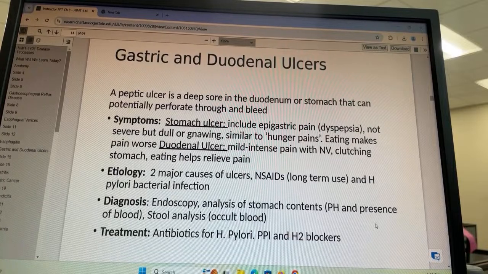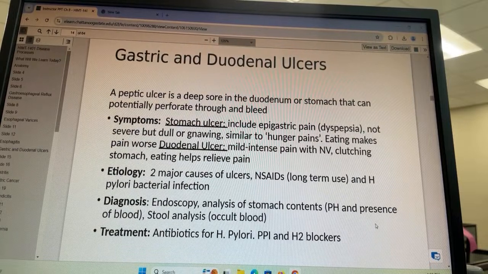So taking those long-term, especially older people, they pop ibuprofen like candy. They are very common to have stomach ulcers. And then also H. pylori is a bacteria that causes an infection in the stomach and is a huge cause of ulcers, and it's the most common worldwide. It's a very common bacterial infection that causes these ulcers.